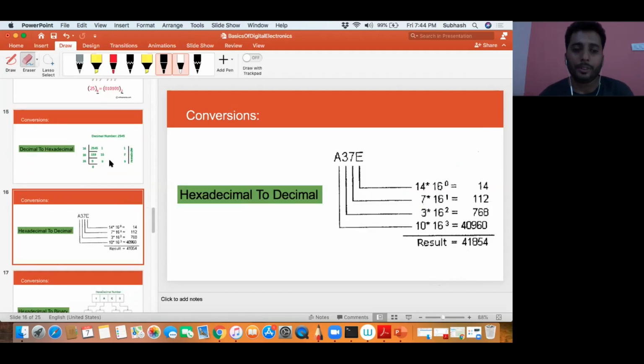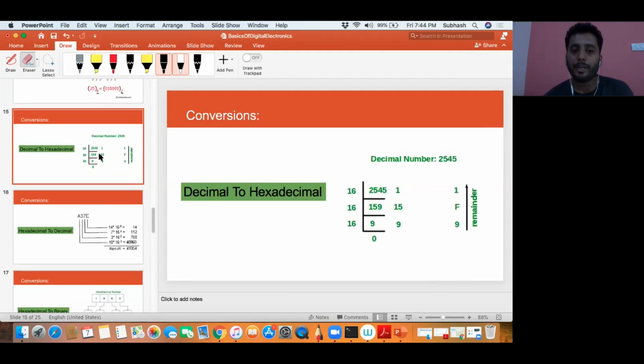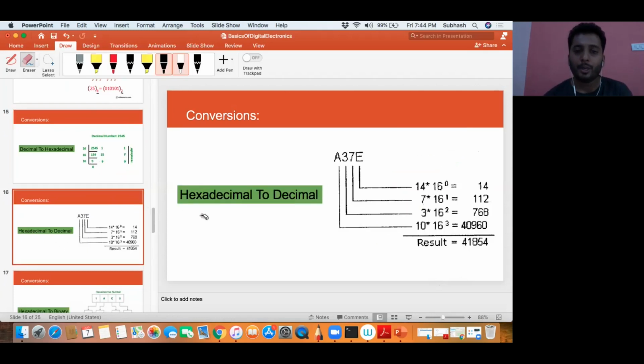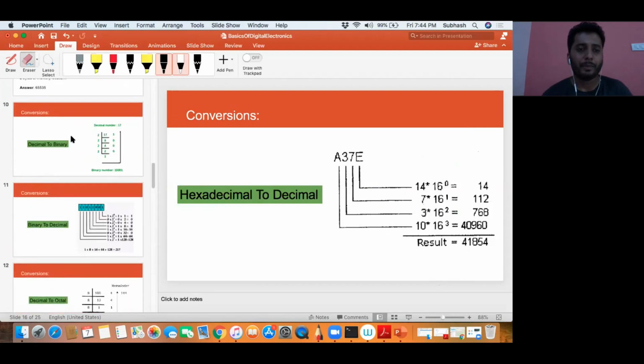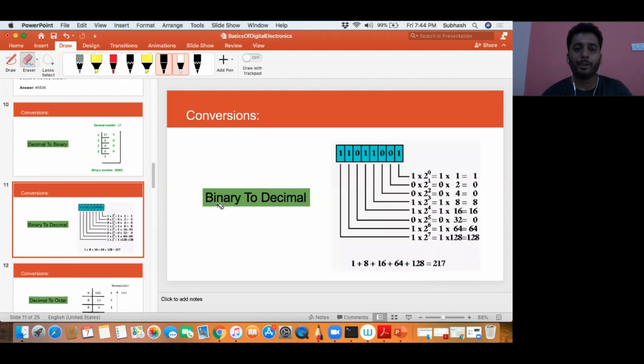Now it's the reverse. We completed decimal to hexadecimal. Now we have to see how to convert hexadecimal to decimal. To convert hexadecimal to decimal, we have a hexadecimal number over here. Do you remember how we did it? I'll show you the previous slide. In the previous slide, did you see how we converted from binary to decimal? To convert from binary to decimal, we multiplied each digit with the base 2 raised to its power and added all the answers that we got.